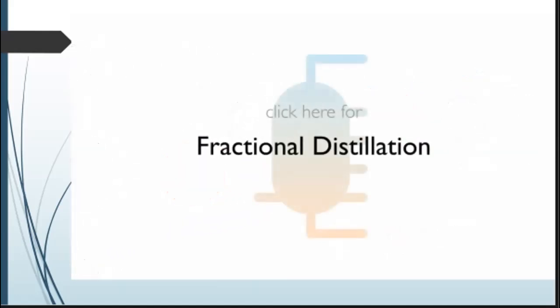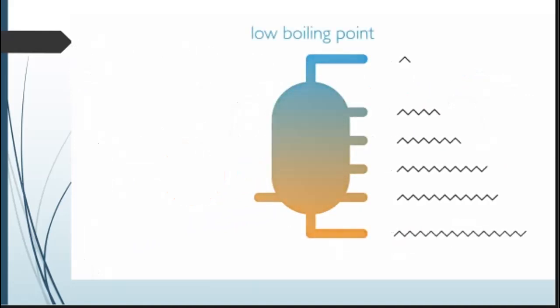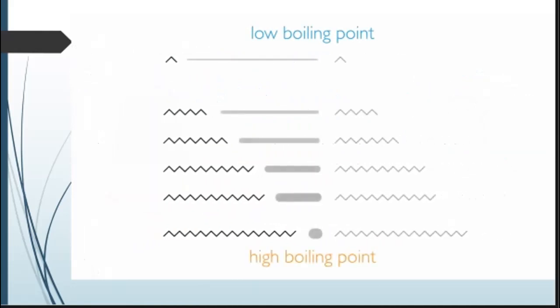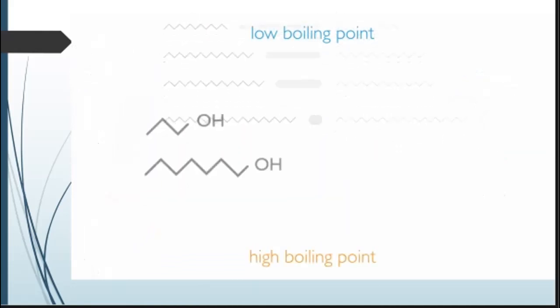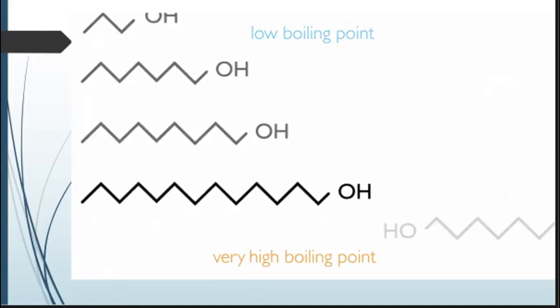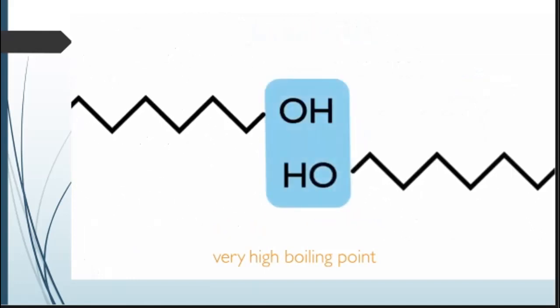In our video on fractional distillation, we discussed how increasing chain length increased the boiling point due to increased intermolecular forces. The alcohols follow this same trend, but their boiling point is even higher than their comparable alkanes, and this is due to the hydrogen bonding.